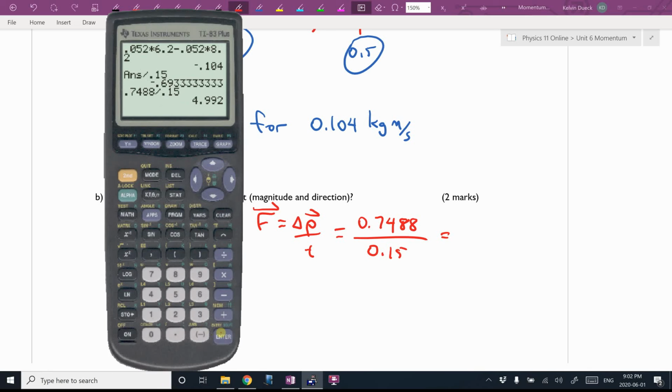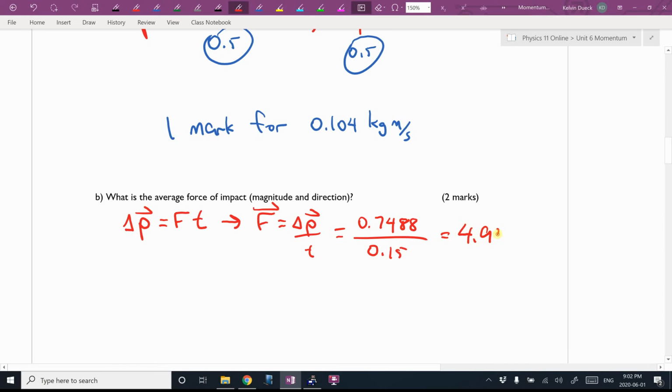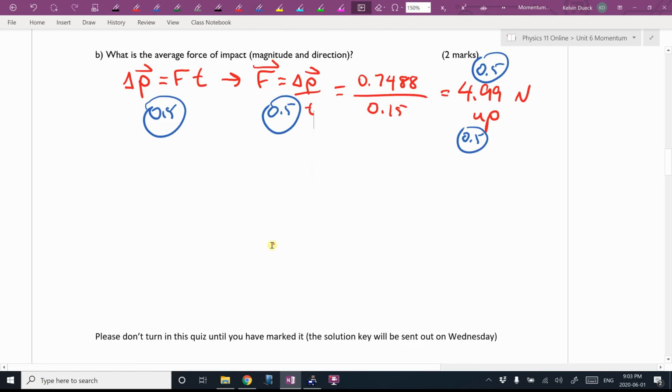And I get 4.99 newtons, and they wanted a direction. Well, up. Half mark for the magnitude, half mark for the answer, half mark if I saw that, and a half mark if I saw that. If you got the right answer, though, 2 out of 2.